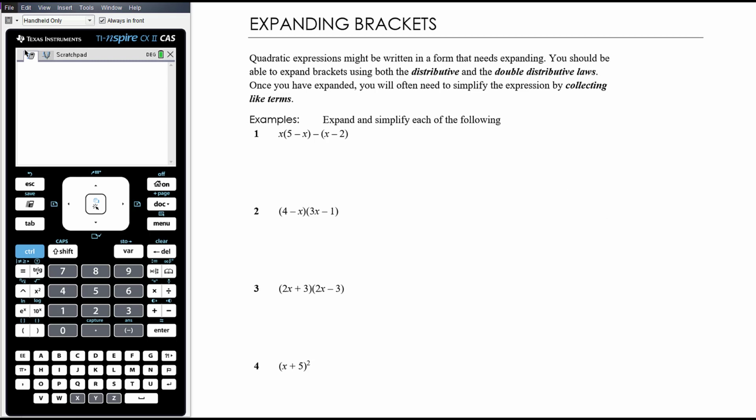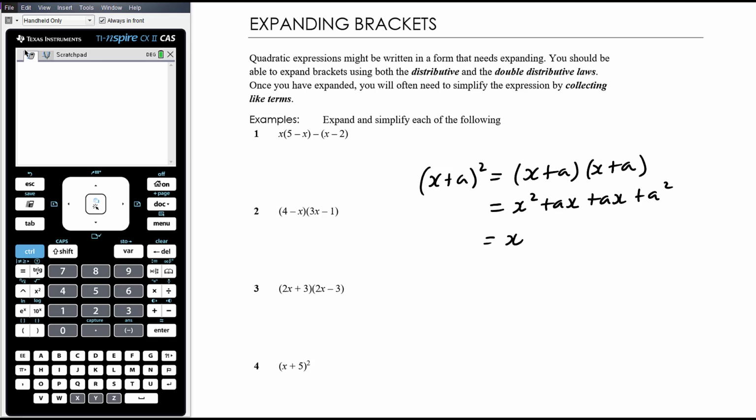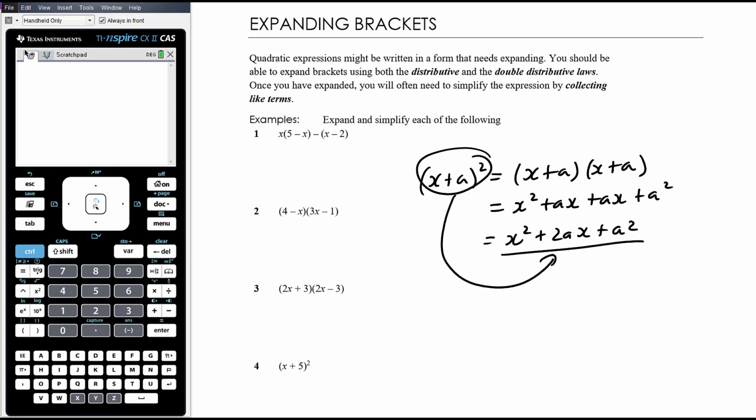Similarly, look for shortcuts where you recognise the difference of two squares, or you recognise the perfect square, and you can do those expansions immediately. So again, (x + a) all squared, yes, it's (x + a) times (x + a), which is x squared plus ax plus ax plus a squared, which is x squared plus 2ax plus a squared. But I want you to be able to go straight from here to here. We haven't got time for this, okay?